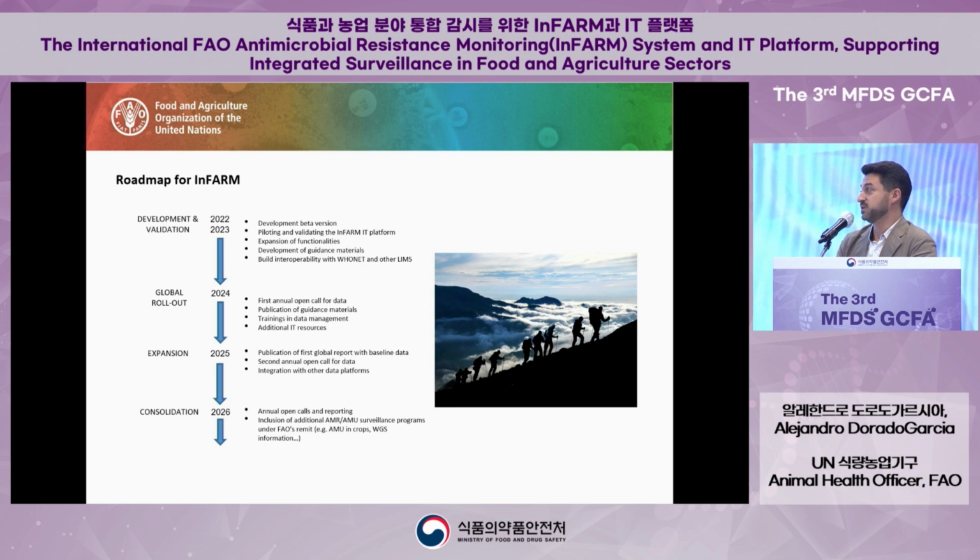In 2025, we expect this to be the phase of expansion, with the first global report published, maybe in 2024, but it might be in 2025 because things are sometimes slower. Then there will be a second annual open call for data on an annual basis, and we will start the cycle of annual data production, and then integration with other data platforms. This is also very important because, as we are always talking about integrated surveillance, it will be important to start conversations with other agencies to see how we can do not just put data in a global repository in GISA, but also start doing integrated analysis.